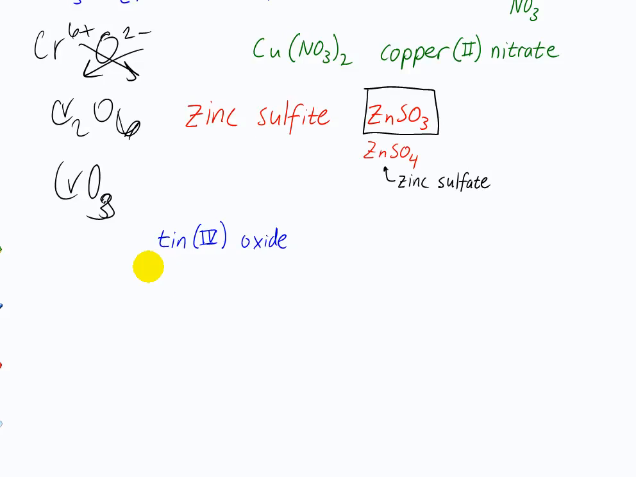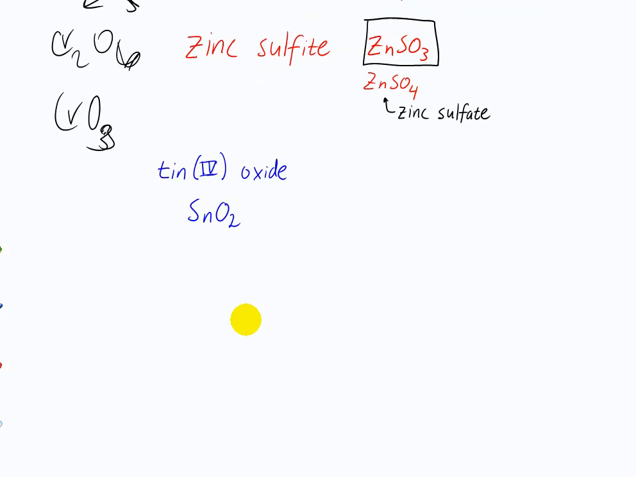Have we got one yet? Is it Sn2O3? Close. SnO2. Sn2O3 would be if it's tin 3 oxide, because then you'd need to balance them that way. All right, continuing.